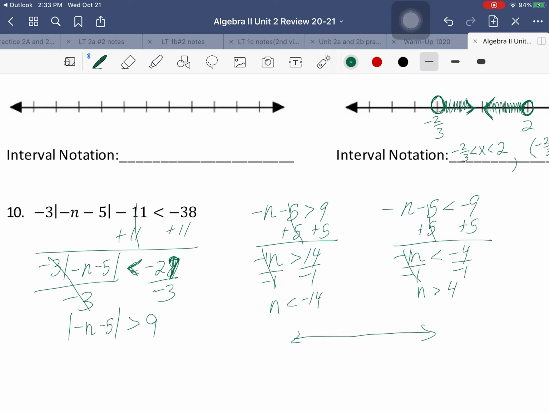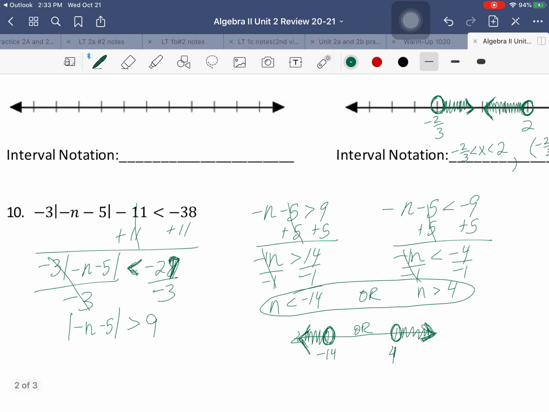So now I'm just going to draw, I don't have a number line in front of me. Negative 14 is on the left side of the number line, and 4 is on the right side. n is less than negative 14: not filled in, less than to the left. n is greater than 4: not a filled in circle, the number is bigger than 4, greater than to the right. This is an or problem. So you can write it like n is less than negative 14 or n is greater than 4.